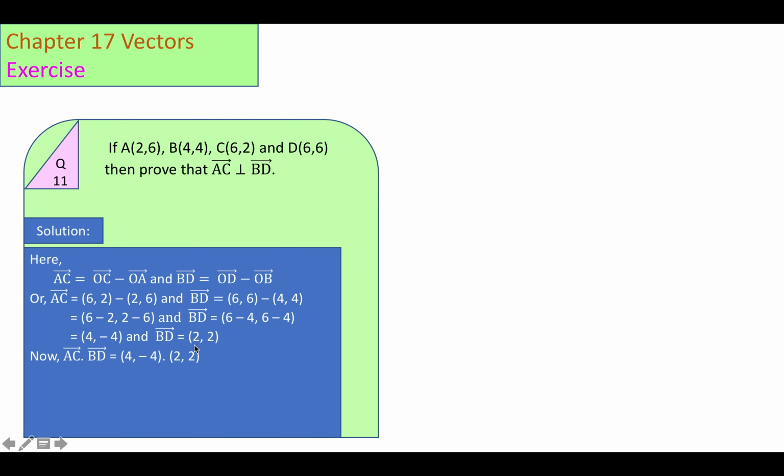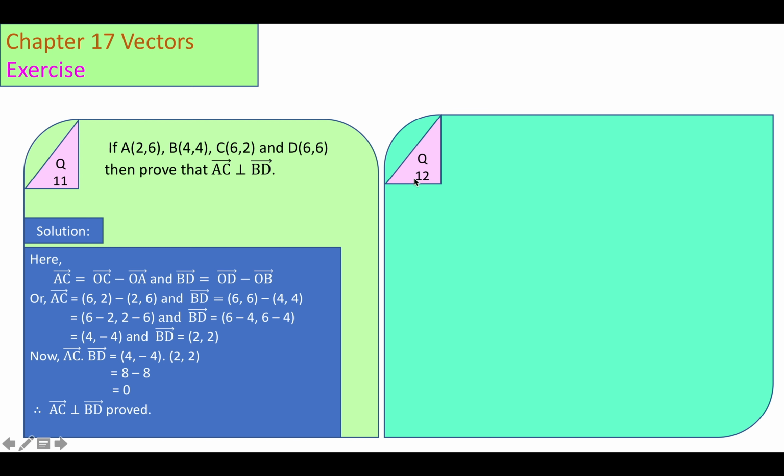Now, vector AC into vector BD equals (4, minus 4) into (2, 2), which equals 8 minus 8 equals 0. Therefore, vector AC is perpendicular to vector BD as vector AC into vector BD equals 0.